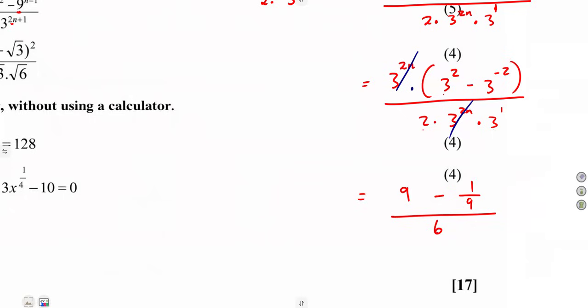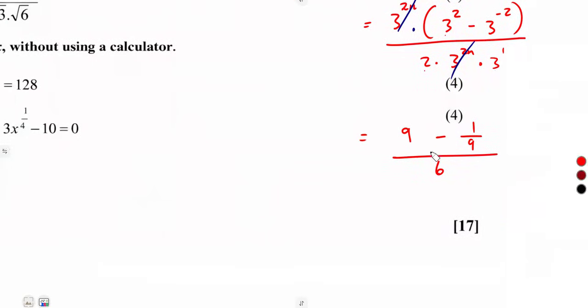So thus, we can subtract, all right, 9 minus what? 1 over 9. This is 9 minus 1 over 9. All right, so 9 is the same as 9 over 1. So the LCD is going to be 9, and this one into this one, it's 9 times 9, which is 81, minus 1 here. So it's going to be 80 over 9. All right, so the numerator is going to give us 80 over 9 over 6.